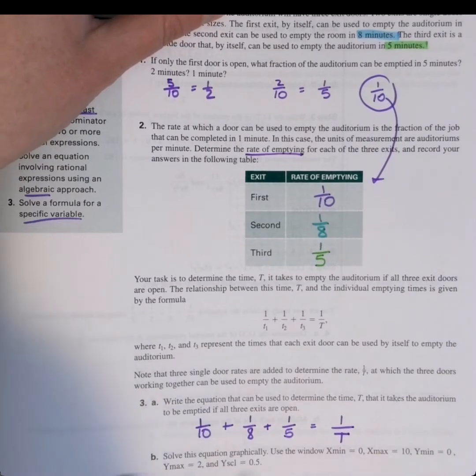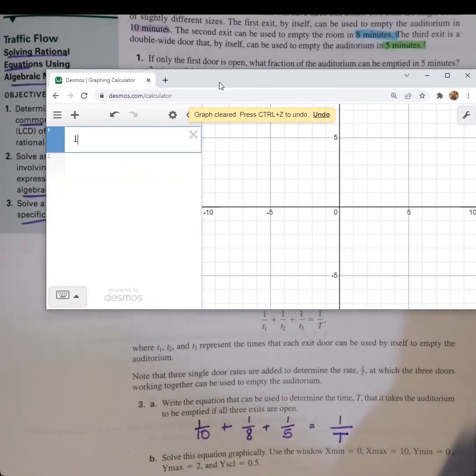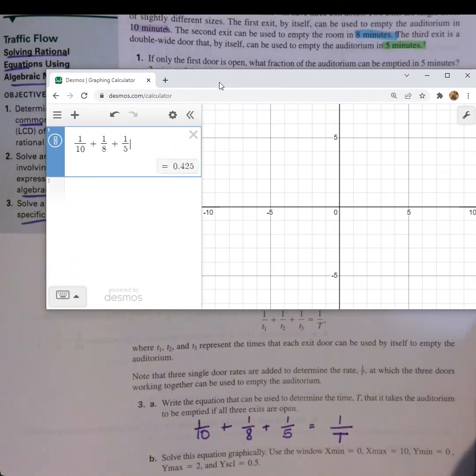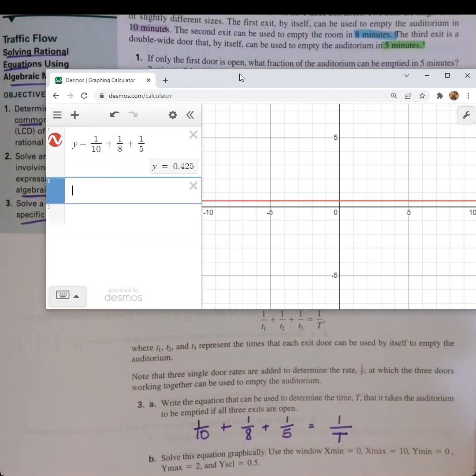We're going to first solve this graphically. So I've got to get my equation entered: 1/10 plus 1/8 plus 1/5 equals 1 over t. Now, that's not going to graph. So if I want to solve this graphically, I want to graph the left-hand side and the right-hand side separately. The left-hand side is just a number, so we'll graph y equals that number. And the right-hand side, we'll graph y equals 1 over t. Oops, that was supposed to be a 1.